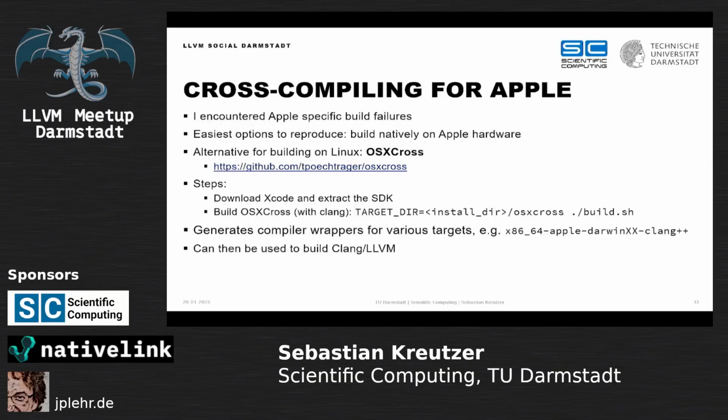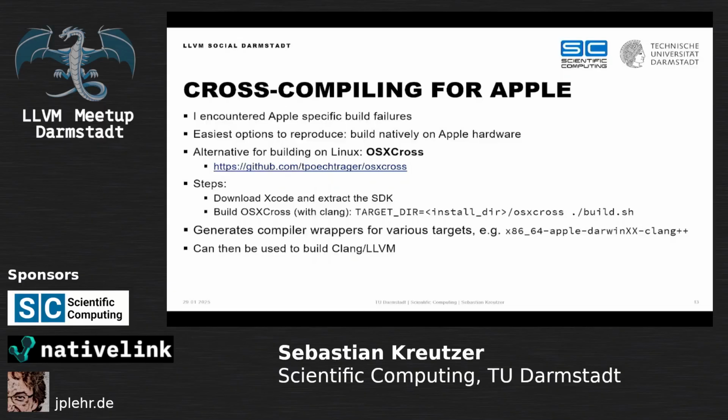Cool. Then one thing I encountered during my journey was Apple-specific build failures, because the CMake I was working on had some different cases for Apple and Linux builds. So of course the easiest option here, and the one I would recommend, if you have access to Apple hardware, then just build on the Apple hardware, and it's easier. However, you can actually build for Apple targets on Linux.